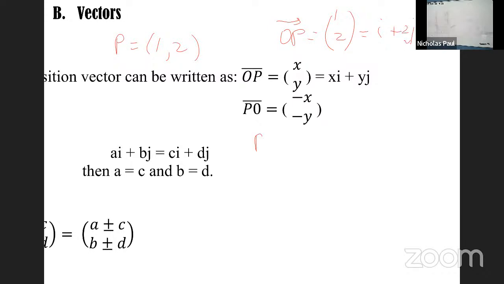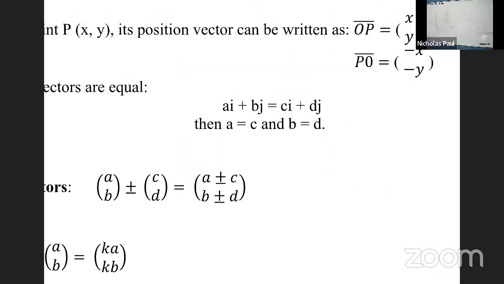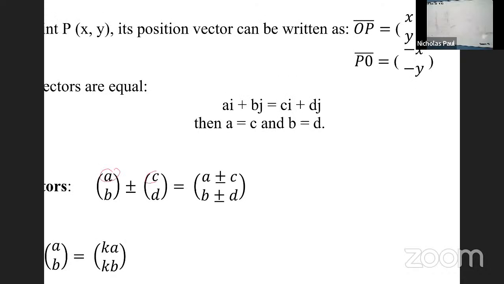If you were to change direction now, you just change the sign. So it becomes (-1, -2), or -i minus 2j. If you have two vectors and they're equal, then whatever is in front of the x is equal, and whatever is in front of the y is equal. So a is equal to c and b is equal to d. When you're adding and subtracting vectors, you're simply adding or subtracting the x values, and adding or subtracting the y values.